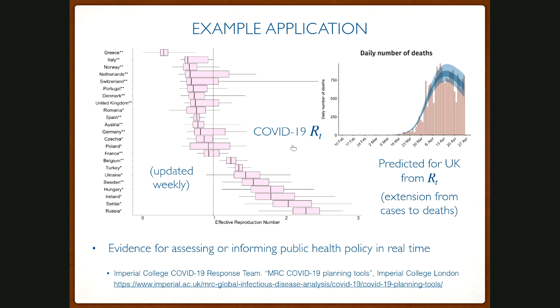You could also add a couple more bells and whistles and try to link it to deaths. Here's some work from Imperial where they tried to predict the daily number of deaths using a renewal type approach with some extra details. And so the key point of renewal models is that they provide a lot of evidence in real time that could potentially help assess the situation going forwards.